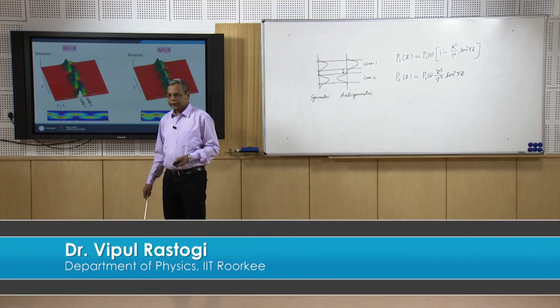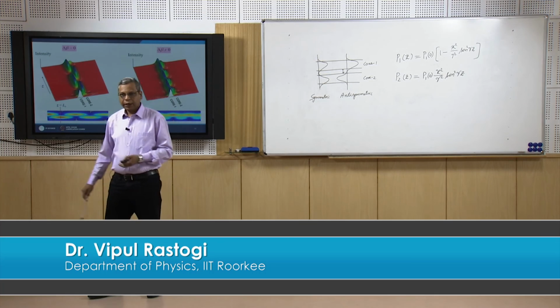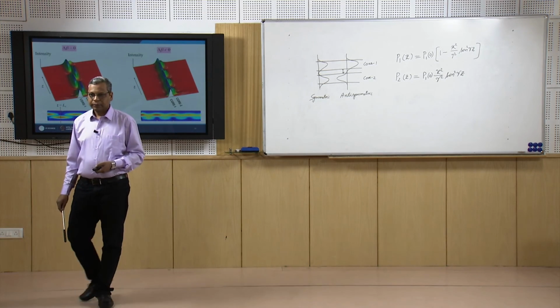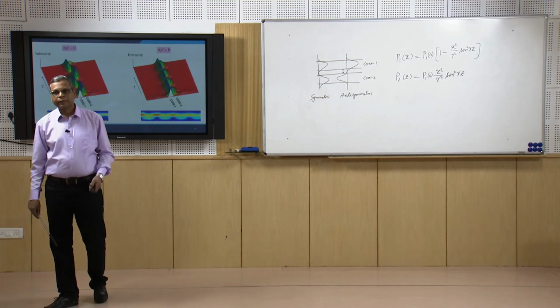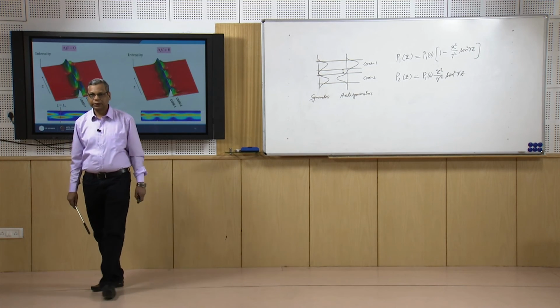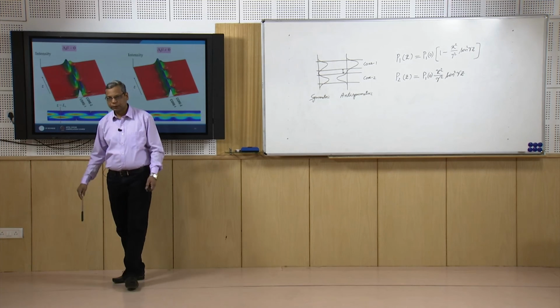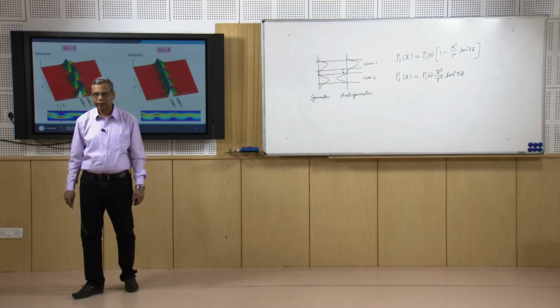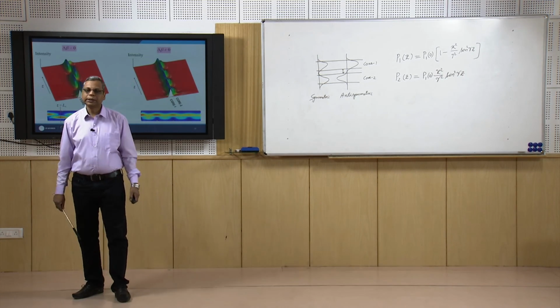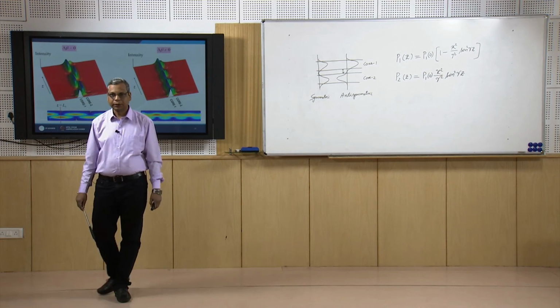So, in the next lecture, after having understood the mechanism of light coupling between the two cores in a directional coupler, we would look into some more components which we can make out of this basic building block, the directional coupler. Thank you.